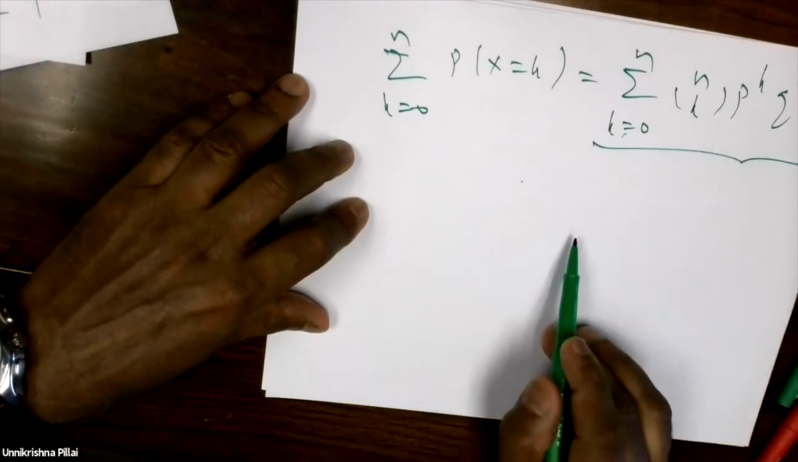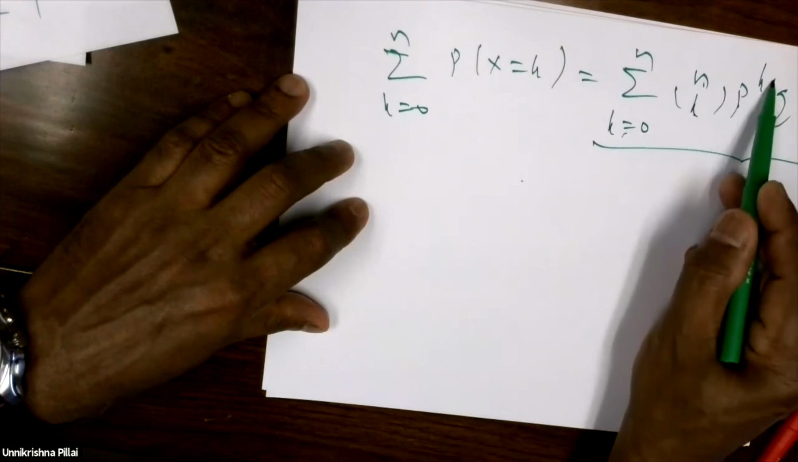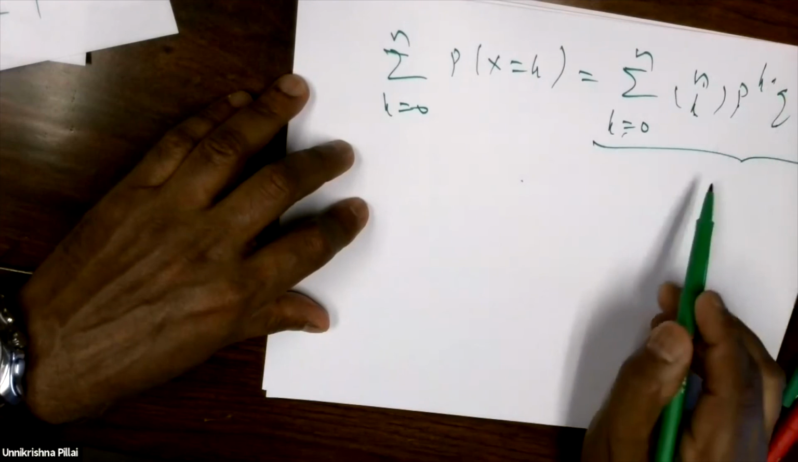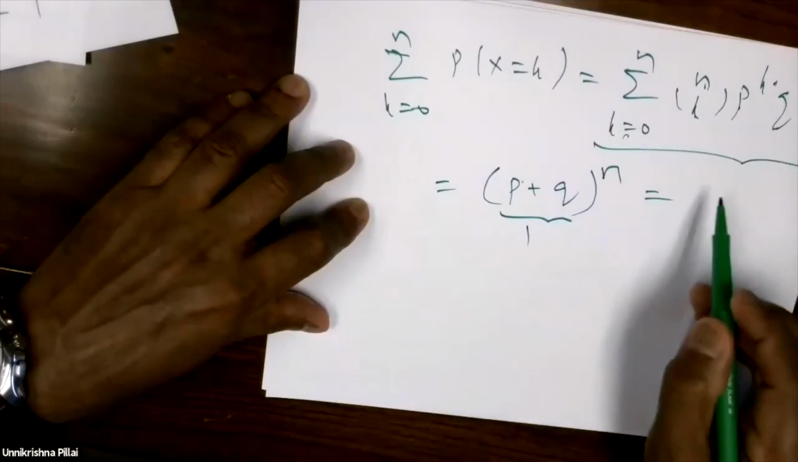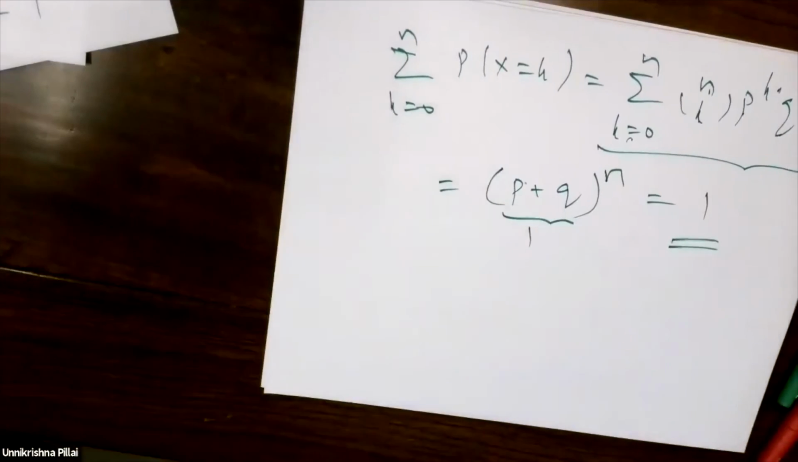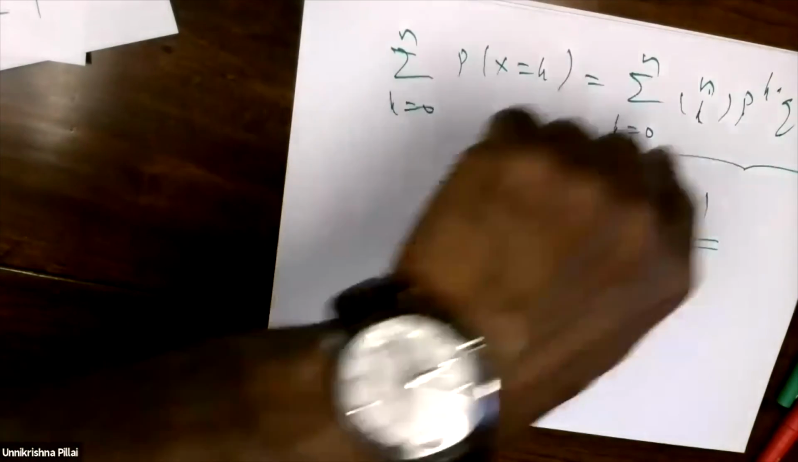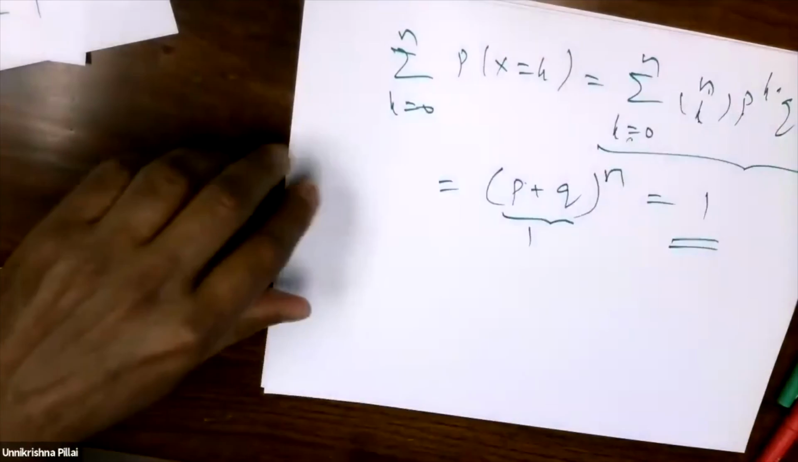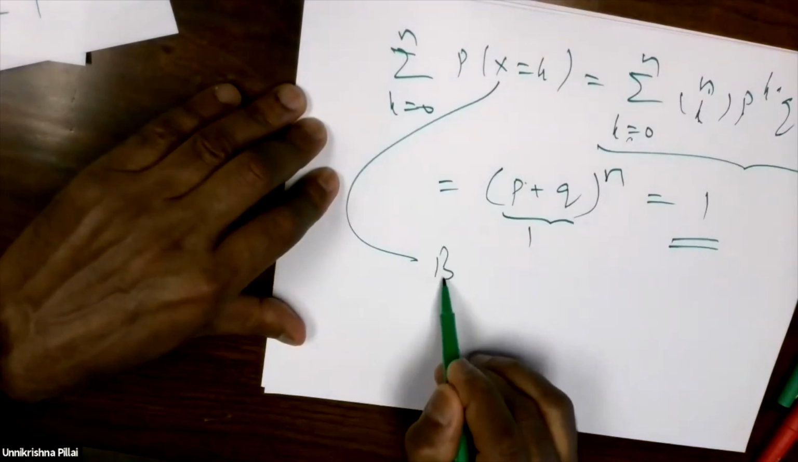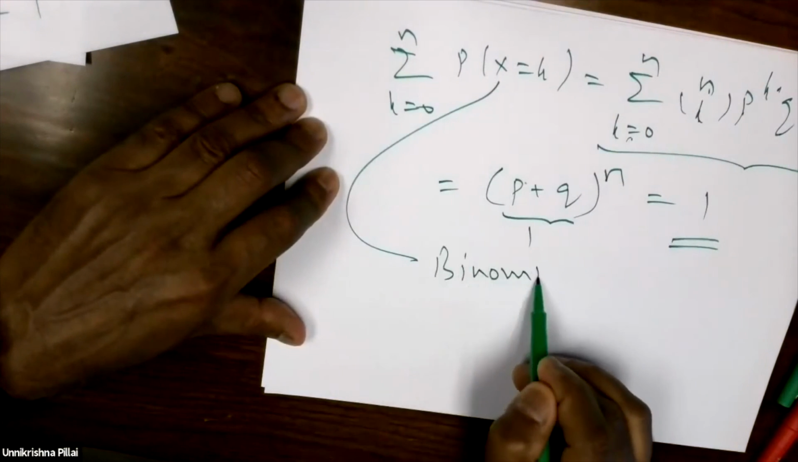This is a simple math problem. The sum from k equal to 0 to n of n choose k, p to the power k, q to the power n minus k, is (p plus q) to the n. And p plus q is how much? 1. Okay, so everything checks. You see, this is the expansion of a binomial term. That's why we will call this random variable a binomial random variable.